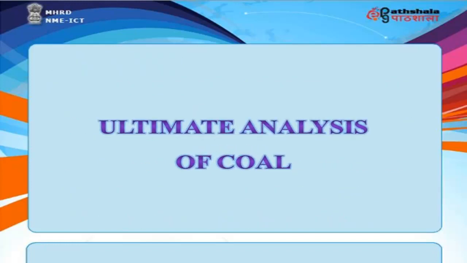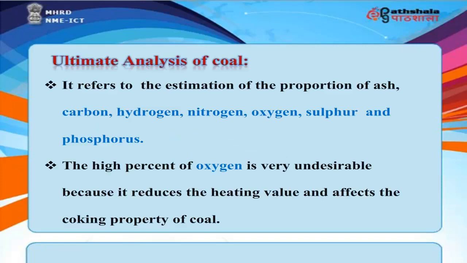Ultimate analysis of coal. It refers to the estimation of the proportion of ash, carbon, hydrogen, nitrogen, oxygen, sulfur, and phosphorus. The high percent of oxygen is very undesirable because it reduces the heating value and affects the coking property of coal.